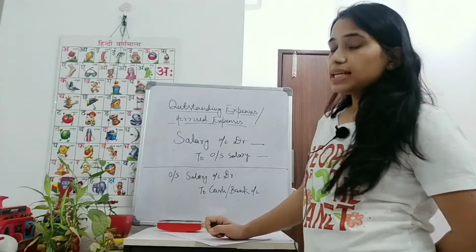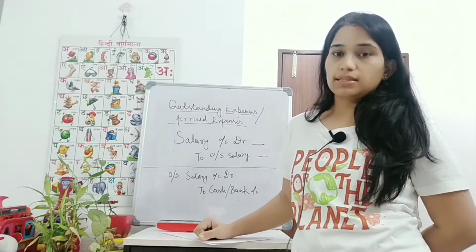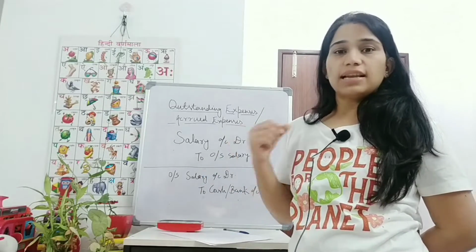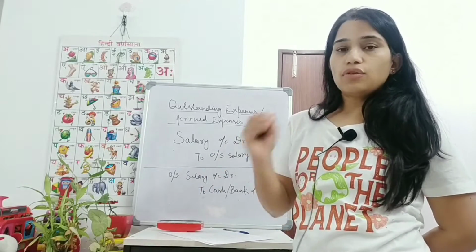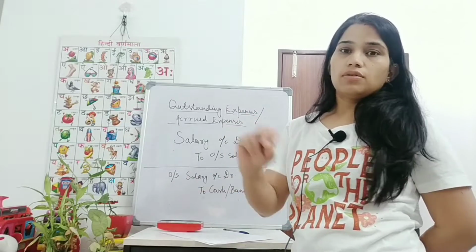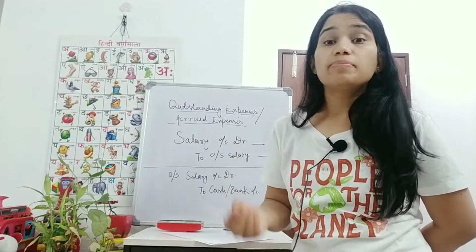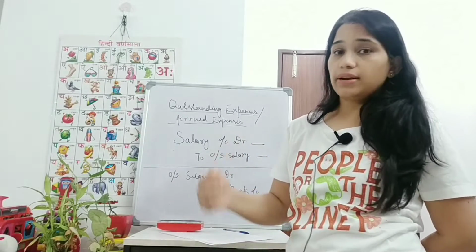So we can see here how we will do the accounting for outstanding expenses. Let's take an example of salary account. Like the salary of a particular year is pending to pay to employees. Then how we will do the accounting, how we will pass the journal entry for that particular expense.